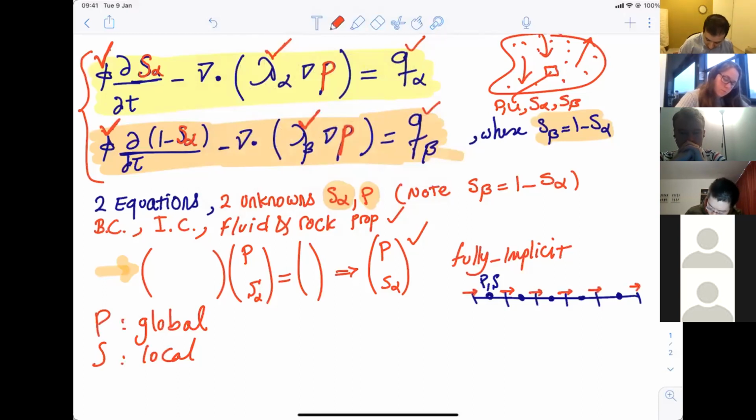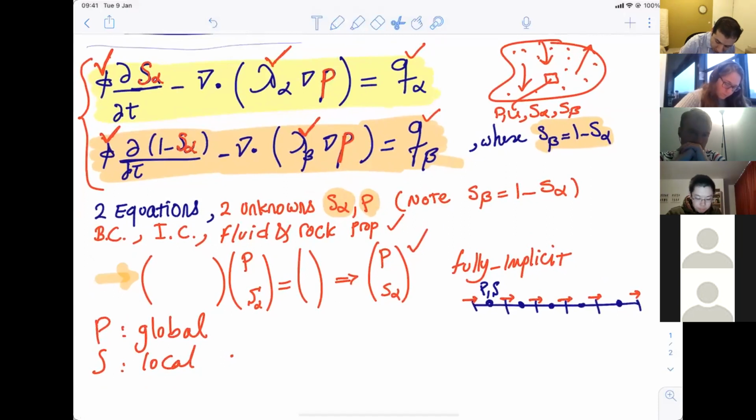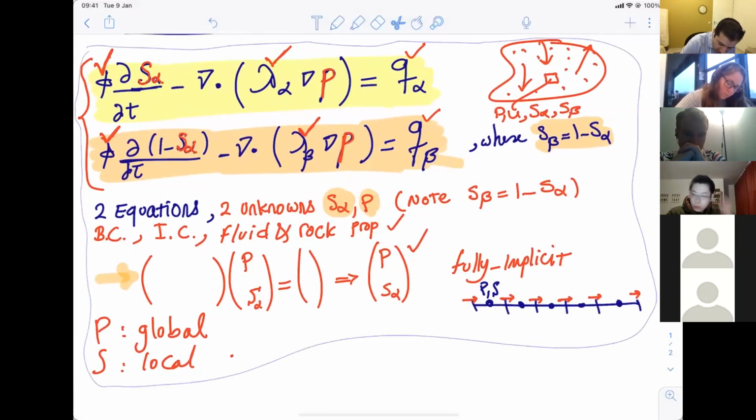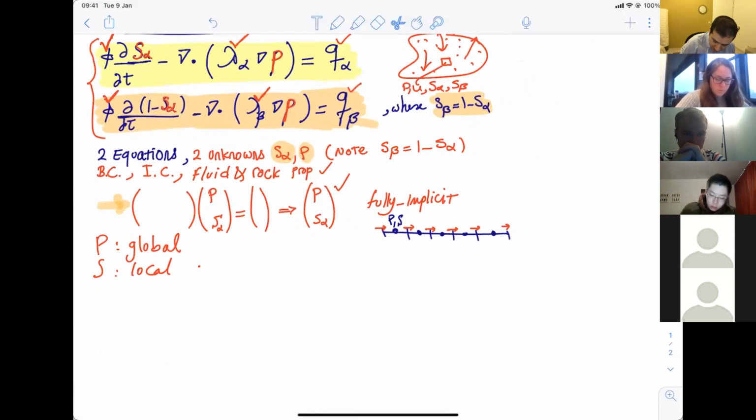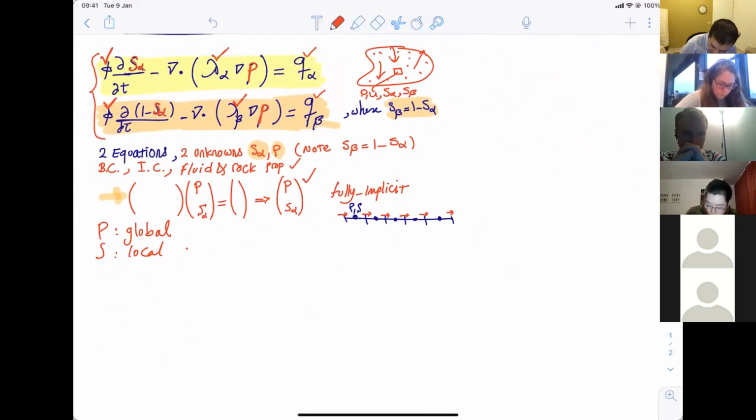So for that reason, reservoir simulators have come up with an approach which is called the sequential approach. The sequential approach is that you better decouple them and solve for them step by step. Simulator people say that since pressure and saturation are different species, one global and another local, therefore, let us develop a sequential simulation strategy instead of fully implicit.